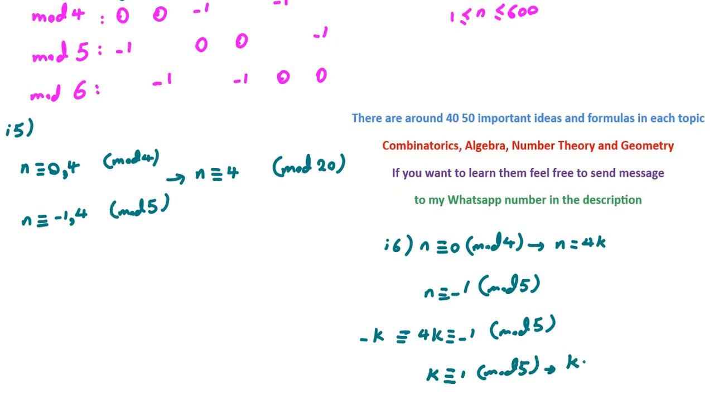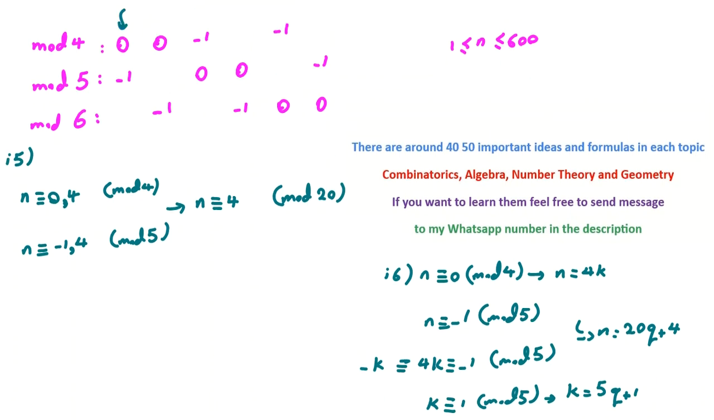So we can conclude k is 5q plus 1. If we replace here, n is 4 times this, which is 20q plus 4. So n mod 20 is 4. Okay, 2 approaches. The approach related to idea 5, I think, is easier here. Okay, so we've solved this one.